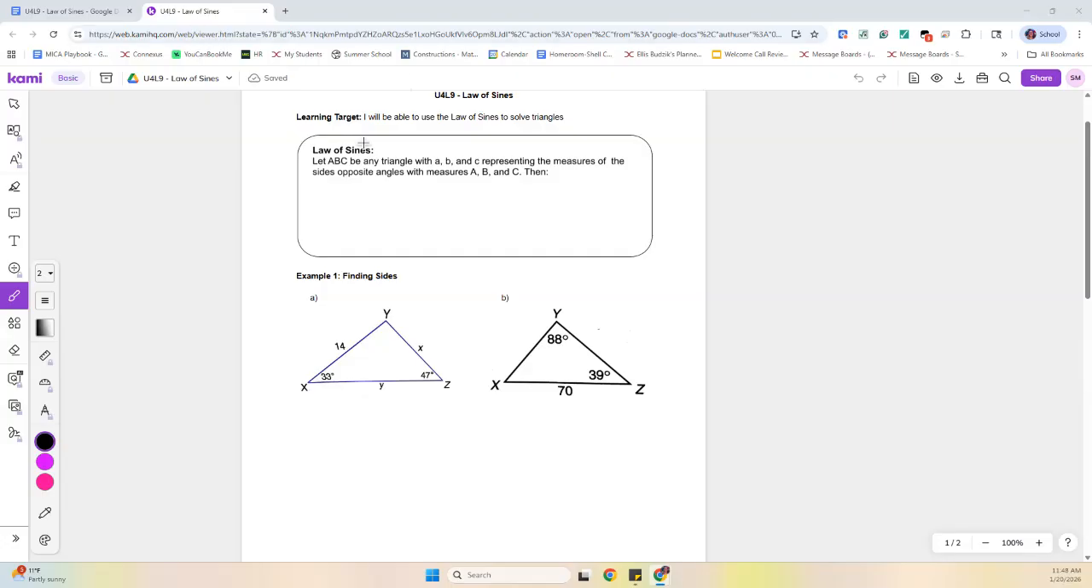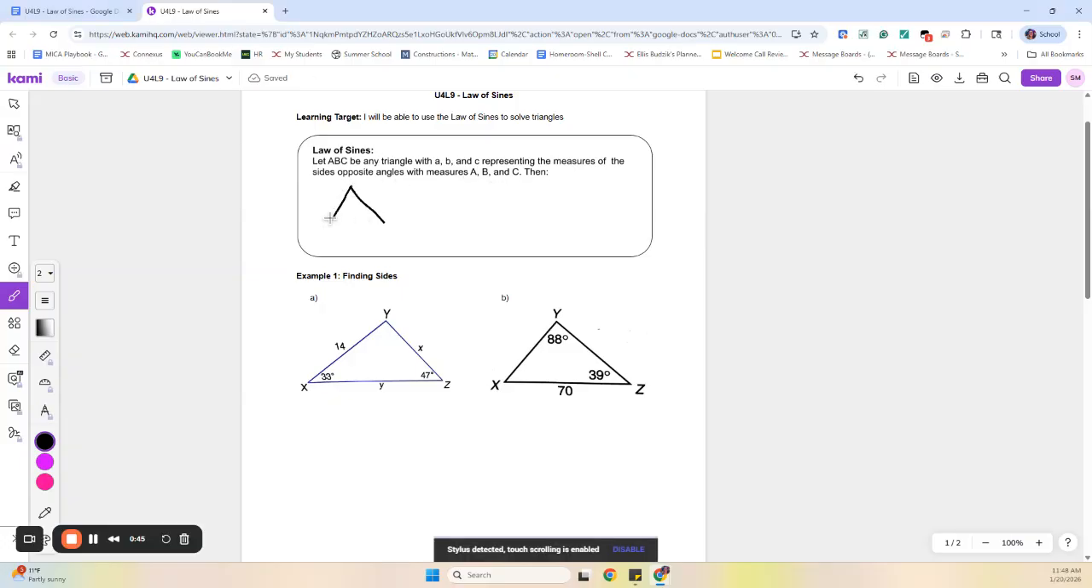of triangle. So it says, let ABC be any triangle with a, b, and c representing the measures of the sides and opposite angles with measures capital A, capital B, capital C. So if we draw something like this out, we have a triangle. And like I said, it's not necessarily going to be right, but our angle measures are going to be capital letters. So capital A, capital B, capital C. And then the side lengths are going to be a, b, and c too, but lowercase. And they're going to be opposite of those angles.